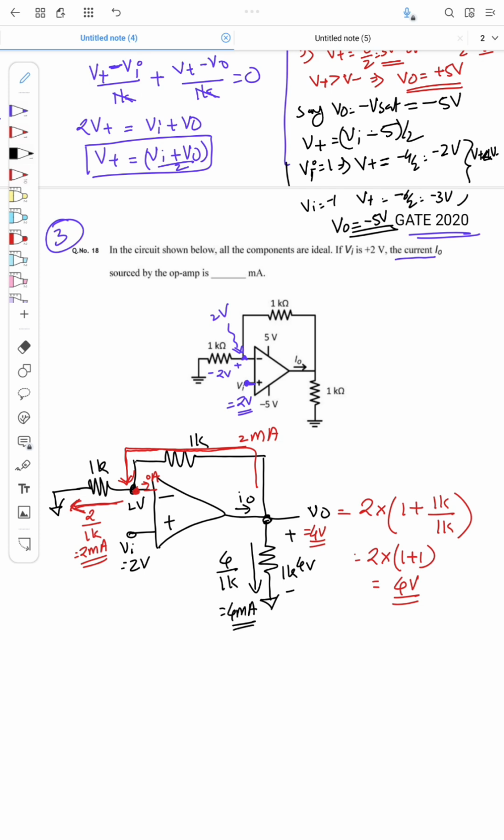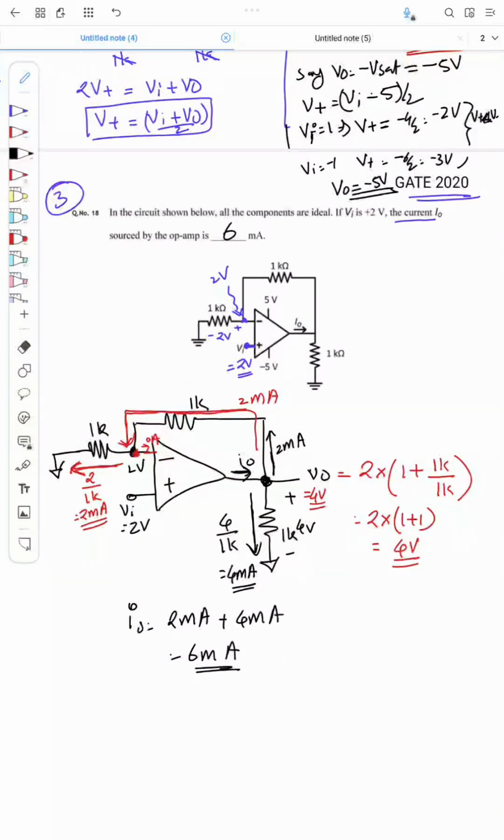From this node there is a current flow here of 4 milliamps, and there is a current flow of 2 milliamps here. So what is I naught? I naught will be equal to 2 milliamps going through the feedback plus 4 milliamps going through the load resistance. So it is equal to 6 milliamps. So the answer is 6 milliampere. Okay, that's all.